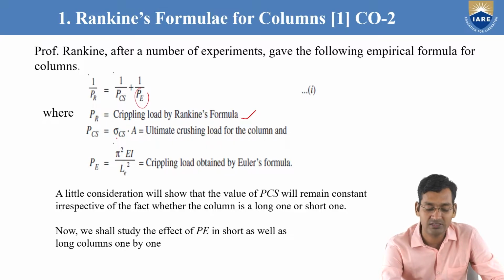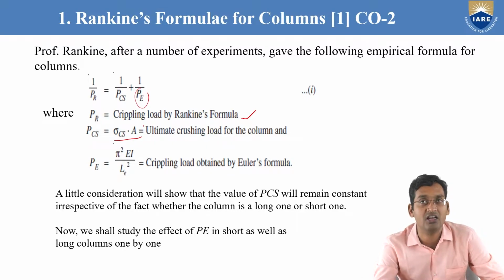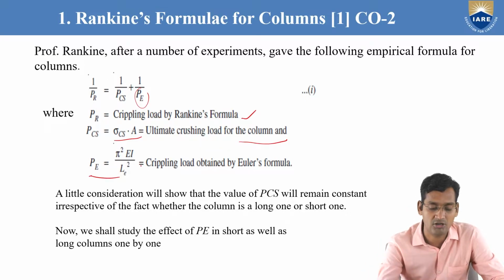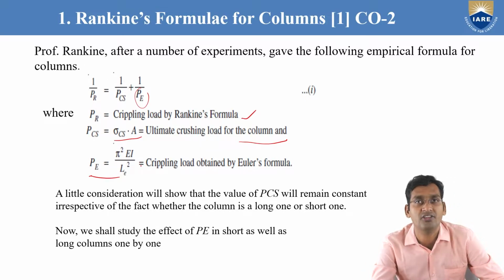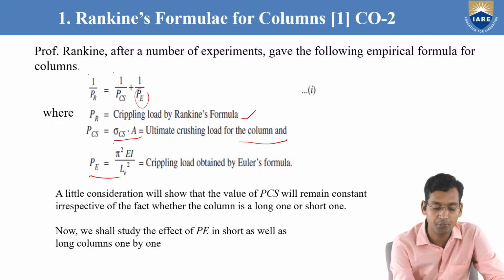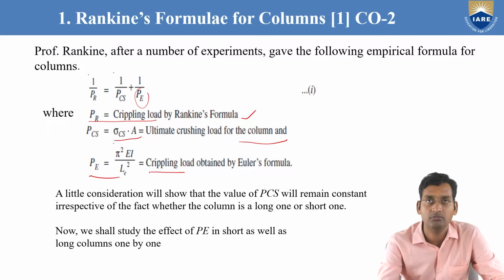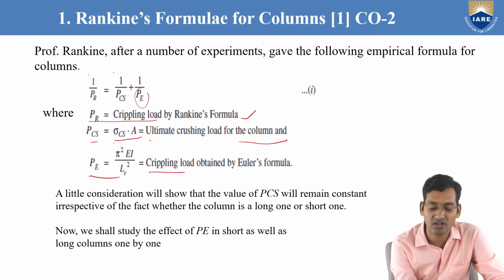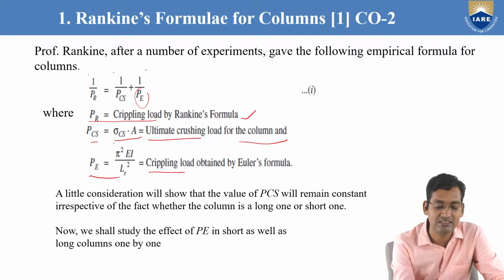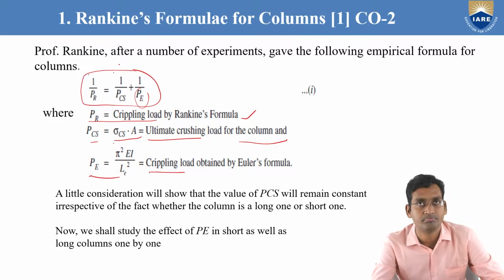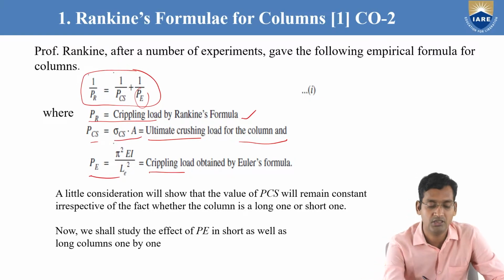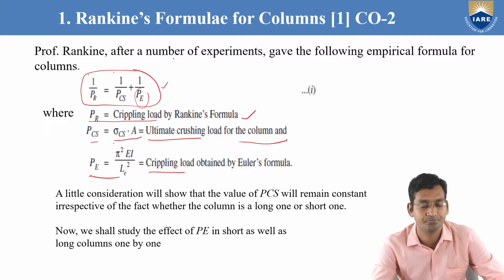The crushing load is sigma_CS into A, that is the ultimate crushing load for the column, and P_E we had already seen from Euler's formula, that is the crippling load obtained by Euler's formula. So P_R is the crippling load by Rankine formula, P_E is the crippling load by Euler's formula, and P_CS is the ultimate crushing load. This is the relation between Rankine and Euler.